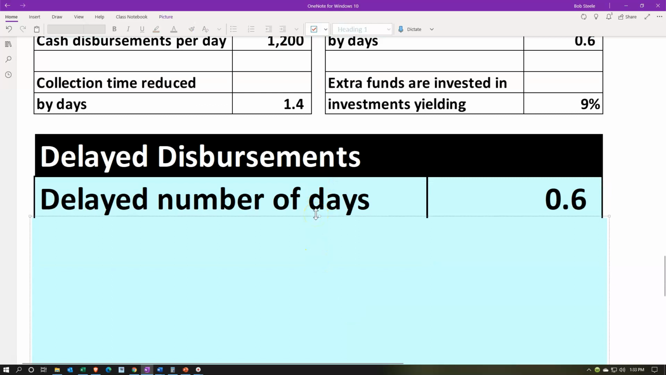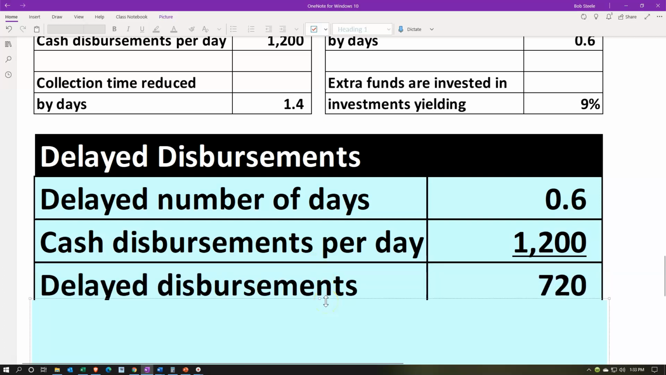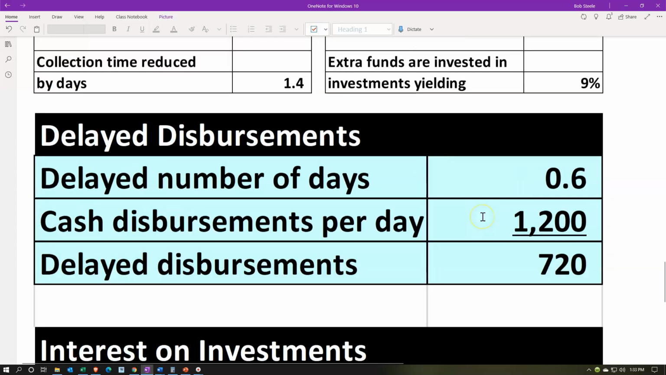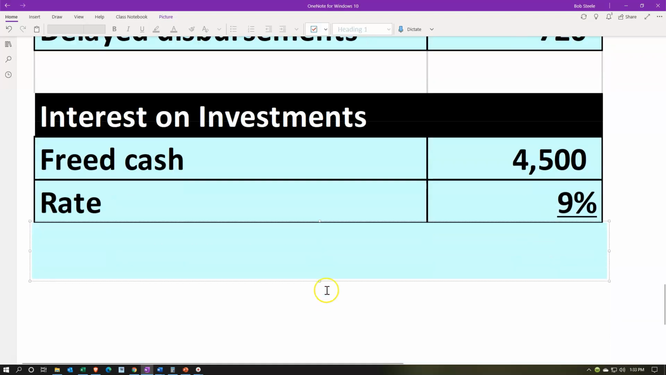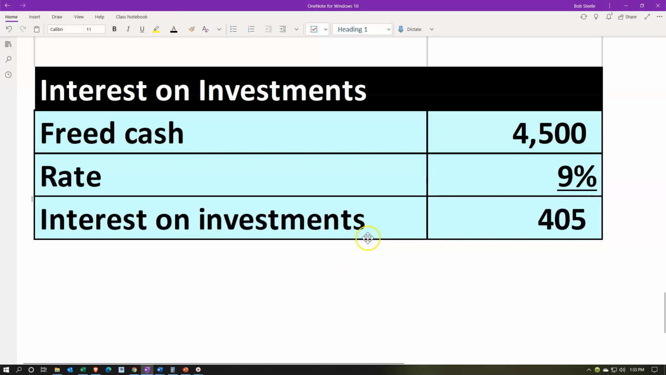And then on the delayed disbursement side, we've got the 0.6 days that it's going to take us a little bit longer, we're going to hold on to the money a little bit longer, times the 1,200 on the cash disbursements per day. That would free up $720. Then if we were to add up the freed up cash, that being the 720 and the 3,780, and multiply that times the rate of 9%. In other words, put that somewhere like a savings account at the very minimum, or someplace that we can get a return on the investment. Then we're going to get a 405 return on the investment.